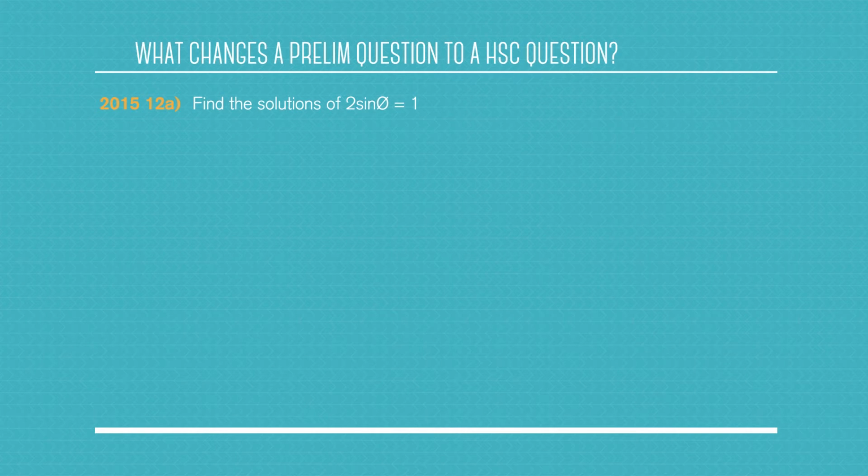When we do presentations, students normally come and say, well, what makes a preliminary question and what makes a HSC question? Now, for example, in 2015, question 12A, the question was, find the solutions to 2 sine theta equals 1. Now that's a fairly generic preliminary course question. But what they did is they added on for theta lies between 0 and 2 pi. Now once you've added the 2 pi in there, all of a sudden you're dealing in radians, all of a sudden it's a HSC question, and it does not become part of the preliminary coursework.